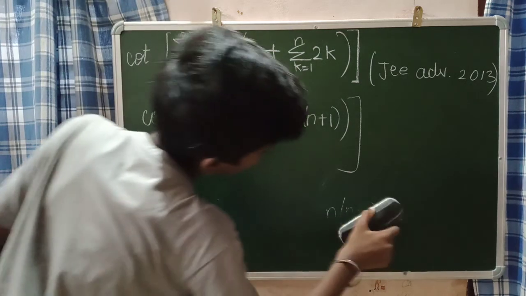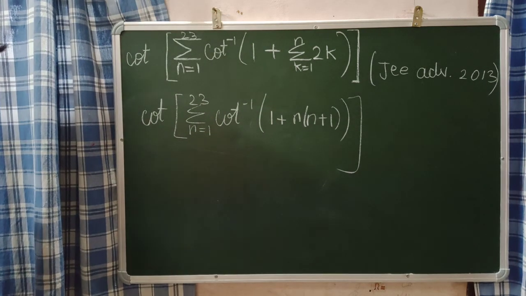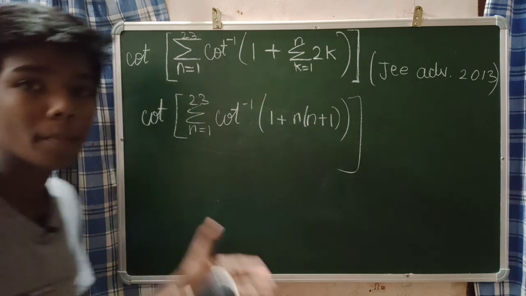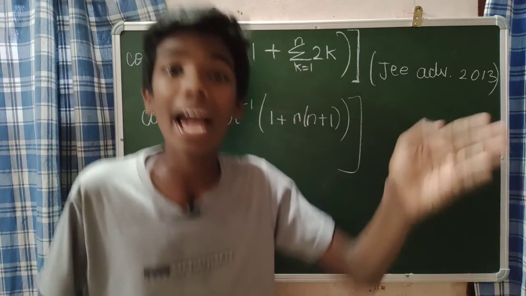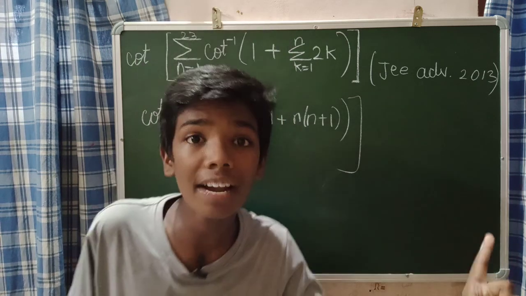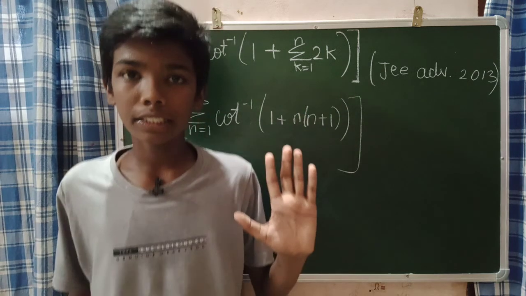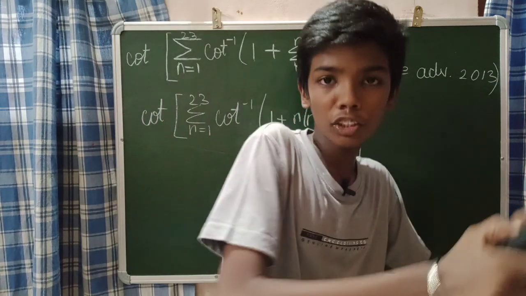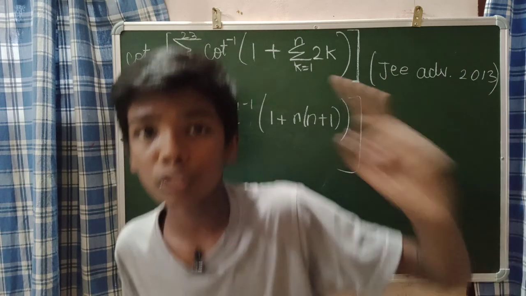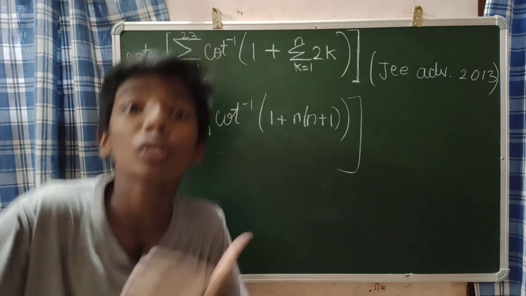Now, the next step that I am going to do is an obvious step, because every time you see an inverse trigonometry function summation problem, you need to convert the cot inverse in terms of tan inverse. That's a very important step. Whenever you see an inverse trigonometry summation problem, the first thing that you need to strike in your mind is, you need to convert the given ratio in terms of tan inverse.